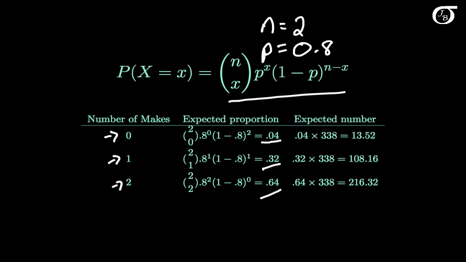To get our expected counts, we simply multiply these probabilities that we worked out by the total number of pairs of free throws that he took. And we work out that we would expect to see 13.52 occasions on average where he missed both free throws, 216.32 where he made both, and 108.16 times that he made one and missed one.